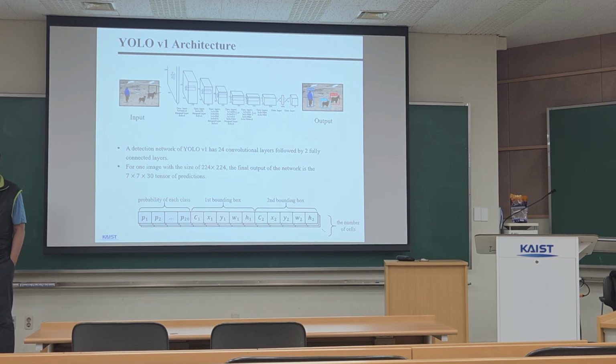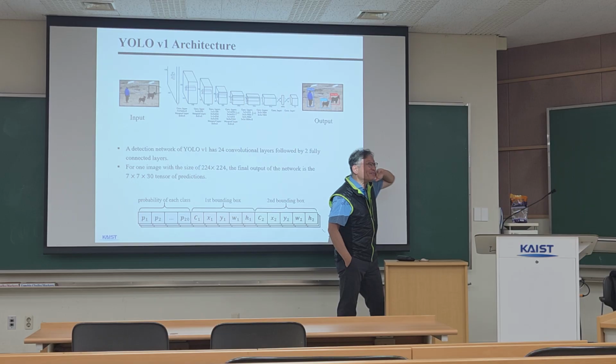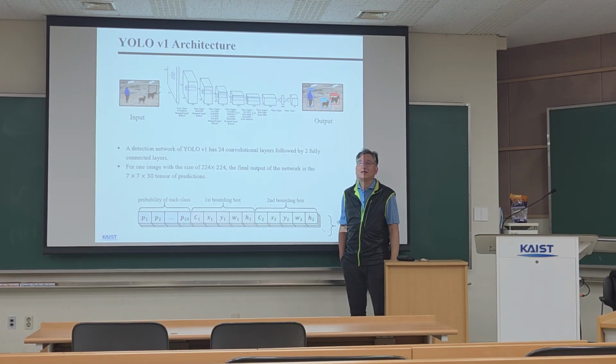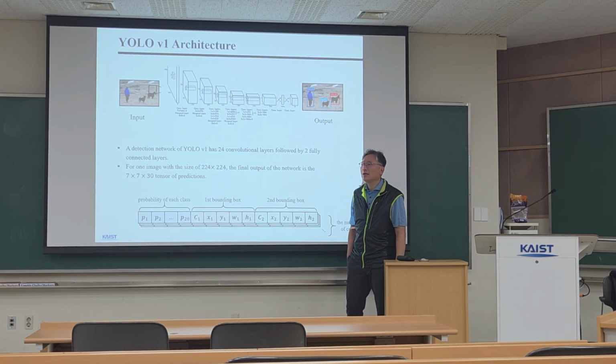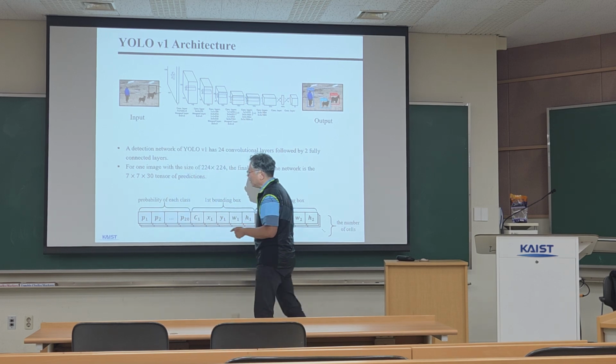No. I said there are just 24 convolutional layers. The original image is divided by 7, 7, yes. There are 7 by 7 grids. And I should just tell you about this 30. Now let's look.